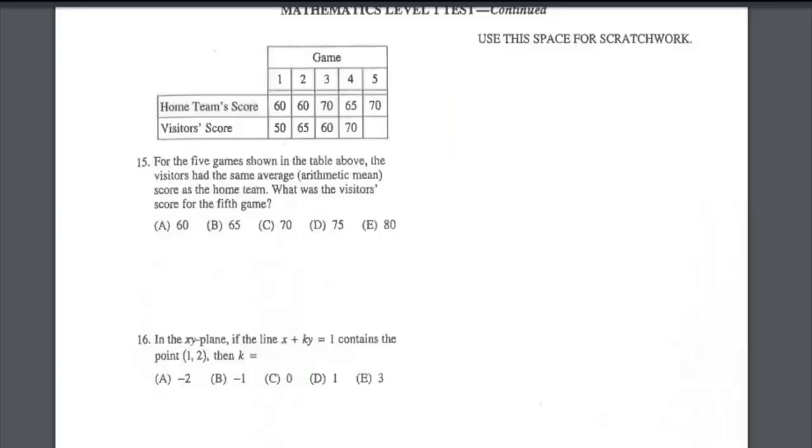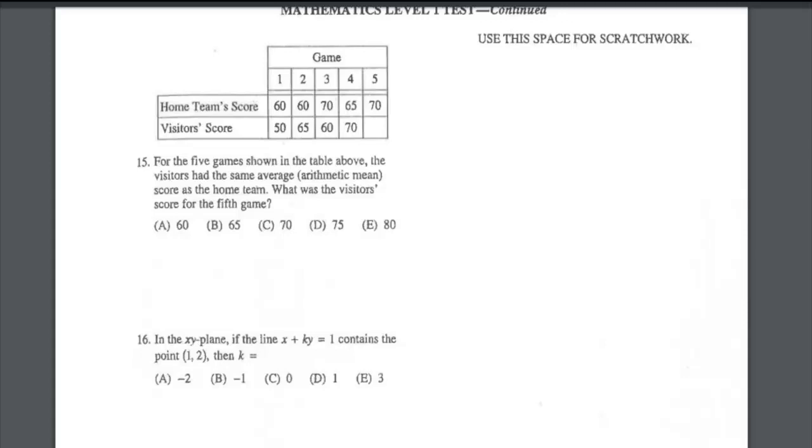In grade 12. Let's continue what we started about SAT 2, the advanced course. At question number 15, for the 5 games shown in the table above, the visitors had the same average, it means the arithmetic mean score, as the home team. So what was the visitor score for the 5th game?